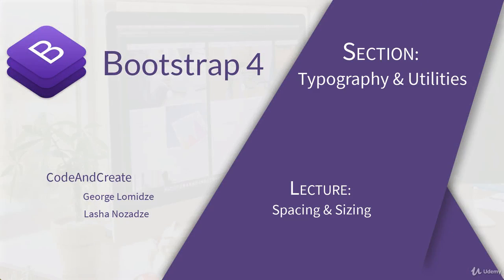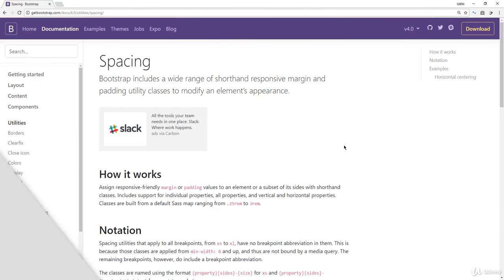Bootstrap allows us to make spacing between elements in a very easy and simple way. In this lecture, we're going to be talking about margins and paddings, and also we'll discuss how to change the size of the elements, I mean the width and height of them, using Bootstrap classes. Let's take a look at the Bootstrap documentation.